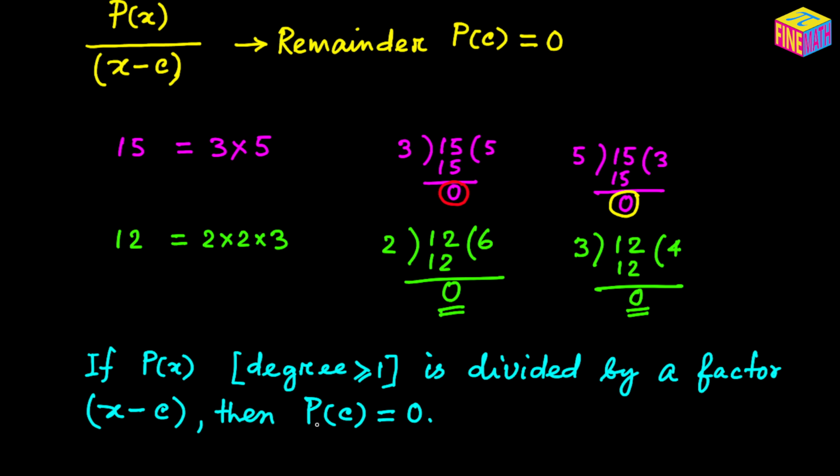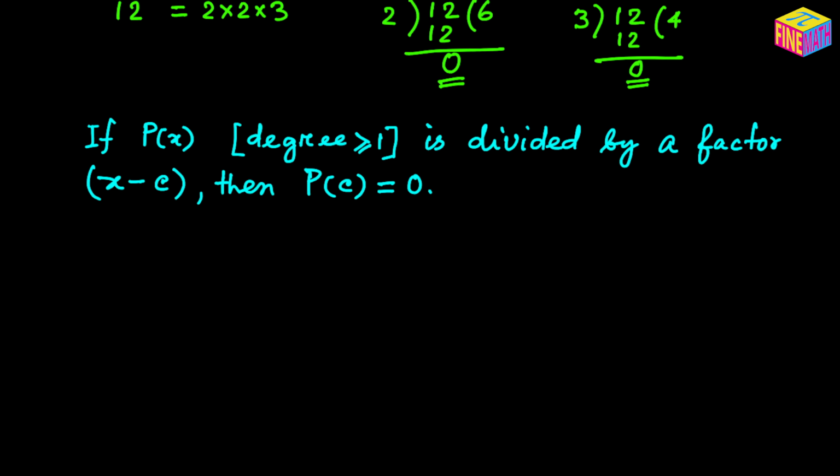Now let's take a couple of examples. So first we are going to take an example. Suppose we have been given a polynomial, let's say p of x equals x squared minus 2x plus an unknown constant c, and we say that x minus 1 is a factor.